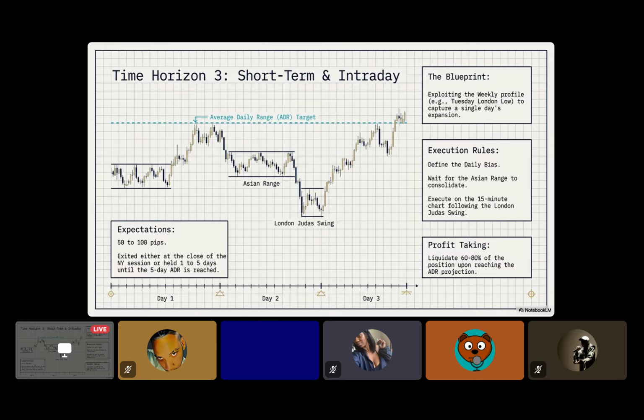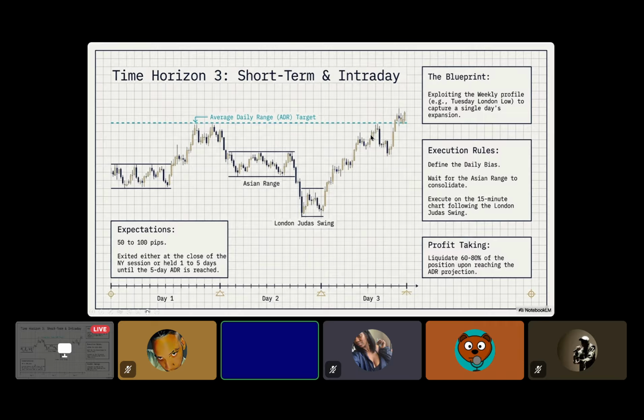As for profit taking on this, it says here liquidate 60 to 80% of the position upon reaching the ADR projection. So once price gets up here to this point, if you have a whole lot size, you want to go ahead and close out anywhere from 0.60 to 0.80 of those lot sizes, in order to make sure that you're getting paid.